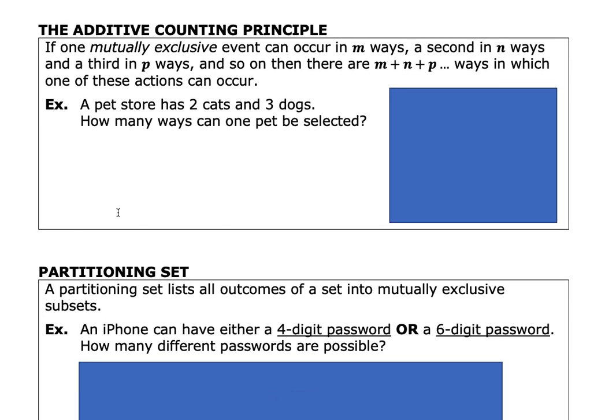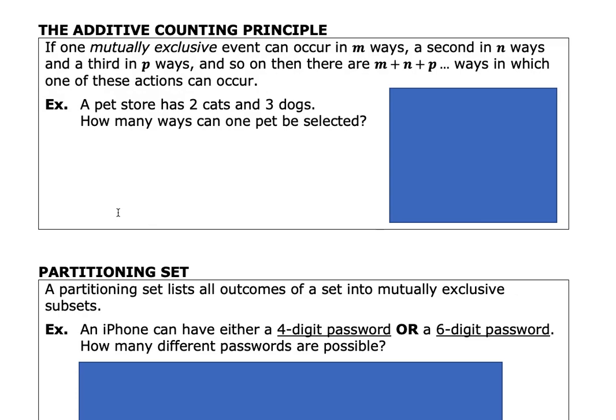So take a moment to contrast the fundamental counting principle with the additive counting principle. If one mutually exclusive event can occur in m ways, a second in n ways, and a third in p ways, and so on, then there are m plus n plus p ways in which one of these actions can occur. So I'm going to pick a very simple example for you to think of.